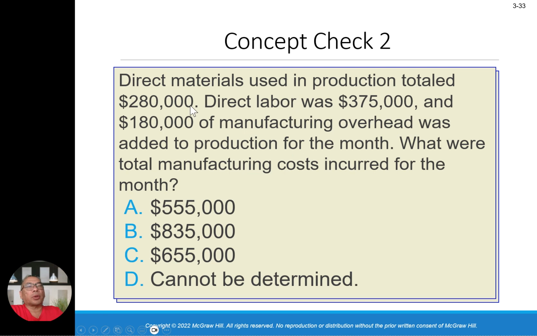Direct materials used in production total 280,000, okay? Direct labor is 375,000. And 180,000 of manufacturing overhead was added to production for the month. What would the total manufacturing cost be for the month? Let's look at this logic and pause for a couple of seconds to get you the answers.